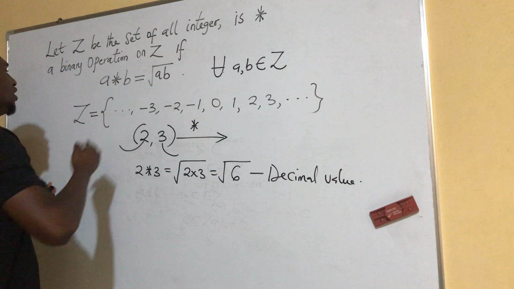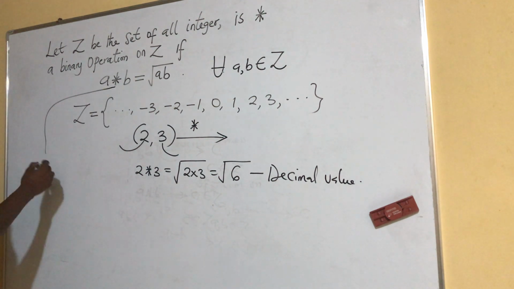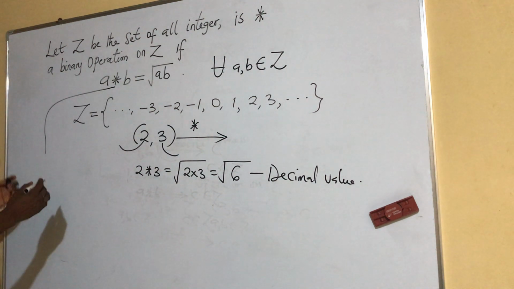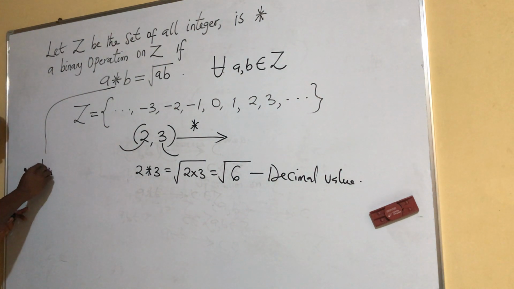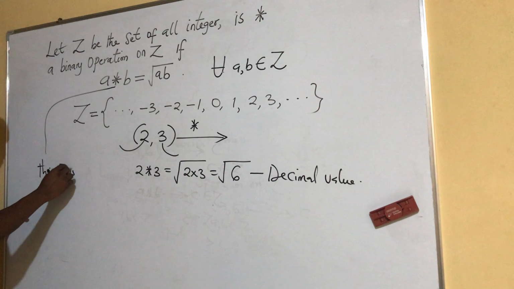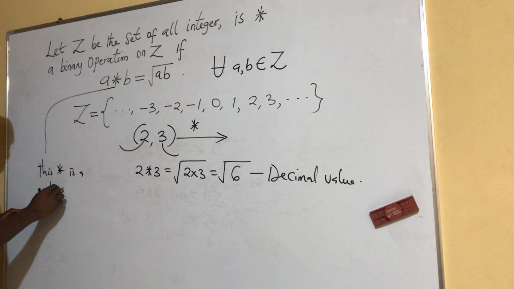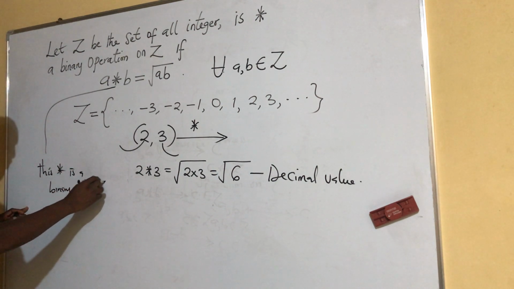Hence, you see that this operation is not a binary on the set of integers. This is not a binary on the set of all integers.